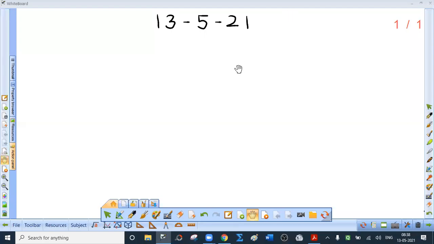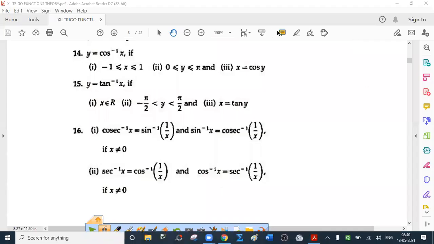Good morning. Today we will discuss remaining properties of inverse trigonometric functions and then we'll solve sums from the exercise. Now we begin with result number 16.